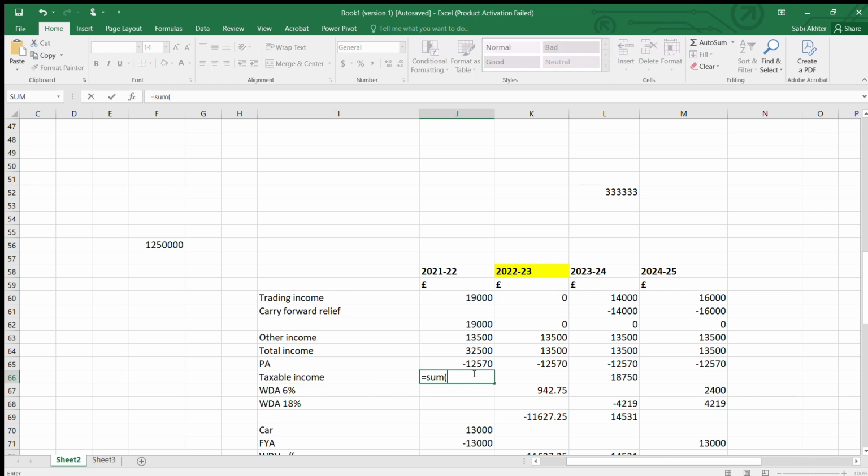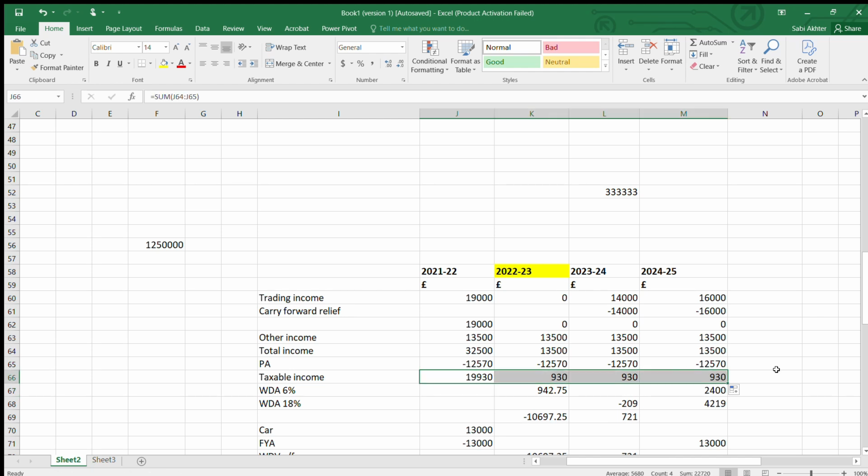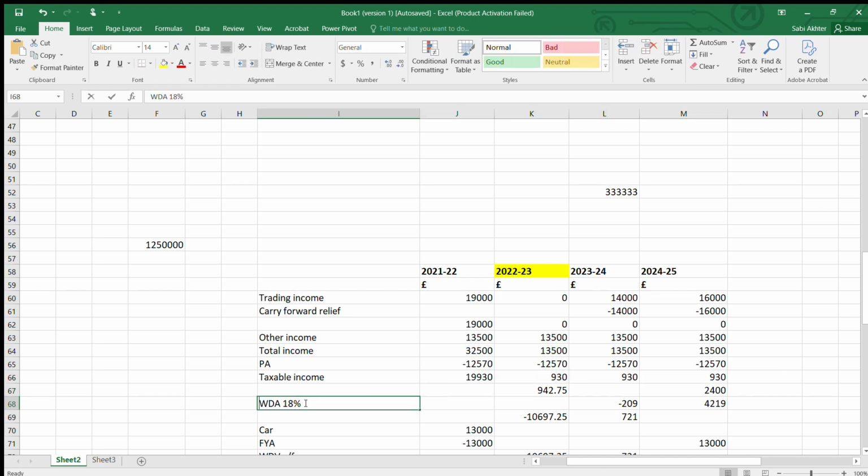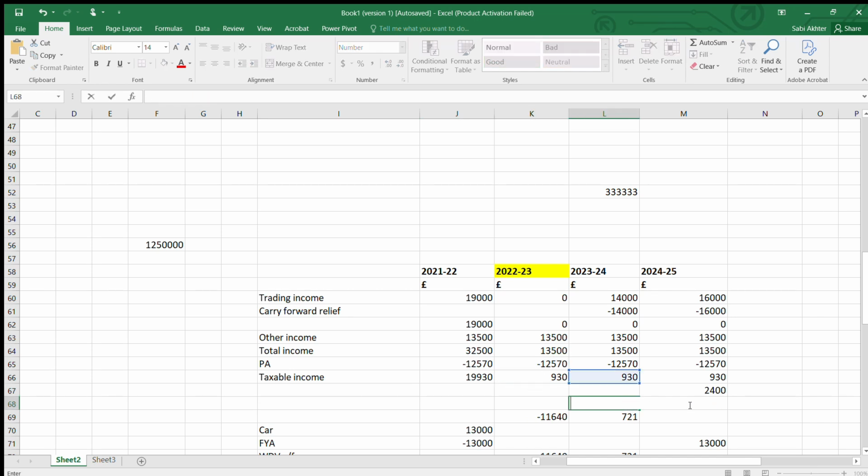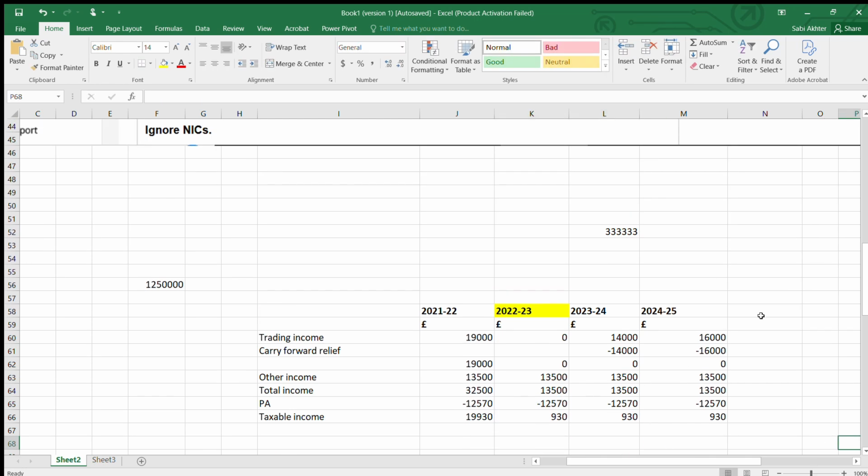So sum function once again. Then I'm going to drag it to the other side. Done. Remember you have to stop here. You're not supposed to calculate tax. They didn't say. You only have to calculate your taxable income. So now this is your taxable income.